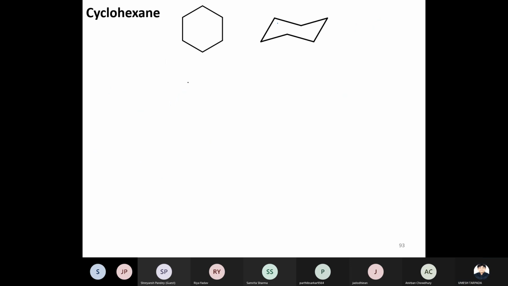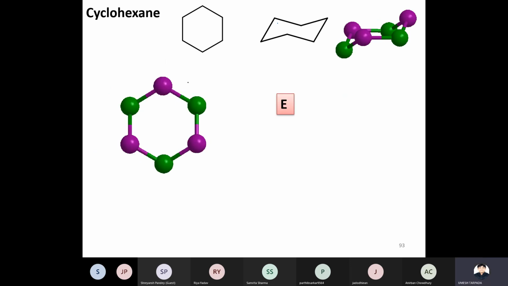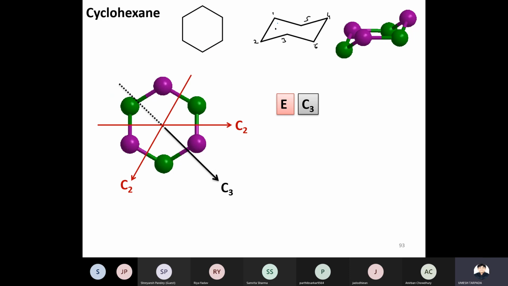Cyclohexane. See, this is the geometry of cyclohexane. Look here. This is a C3 axis from the center, similar to a gauche type arrangement. See, this part 1, 2, and 3 is on the back side of 4, 5, and 6. So you can see this is the C3 axis, and these are the three C2.